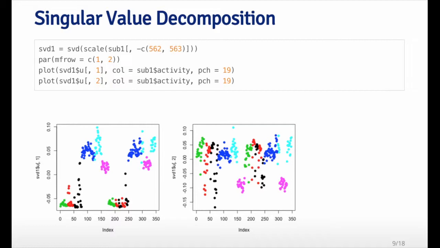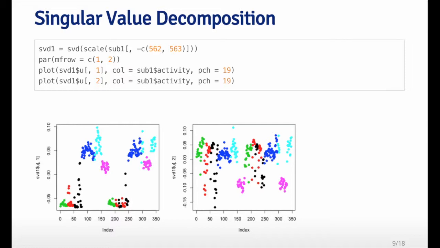We can try a little singular value decomposition on this data just to explore what's going on. Now, I'm going to do the SVD on the entire matrix, which is 560 some columns. But I'm going to remove the last two, because the last two columns are just the activity identifier and the subject identifier, which are not really interesting data. So I get rid of columns 562 and 563, and then I run the SVD on the data. And you can see I'll take a look at the first and the second left singular vectors, and color code them by activity.